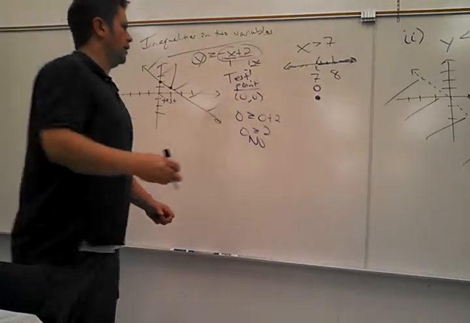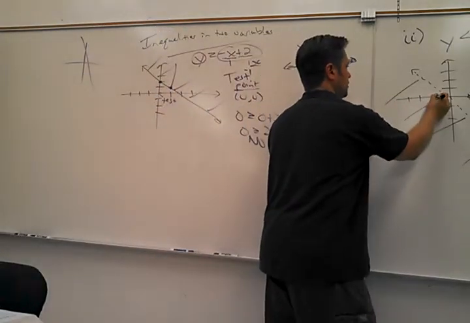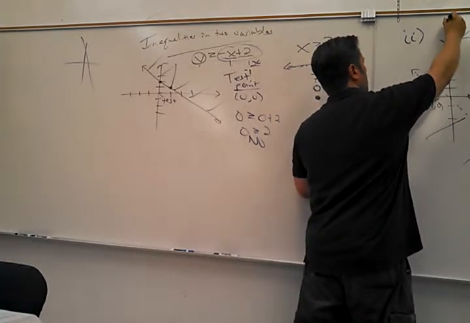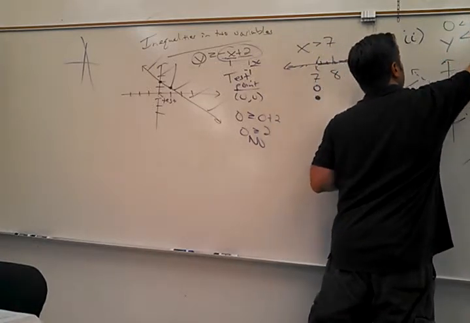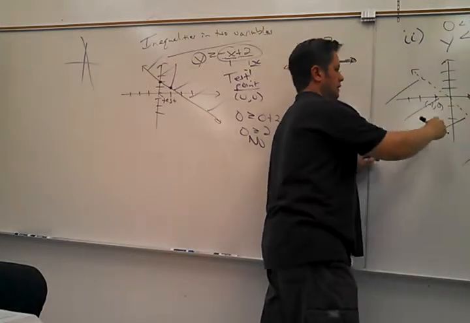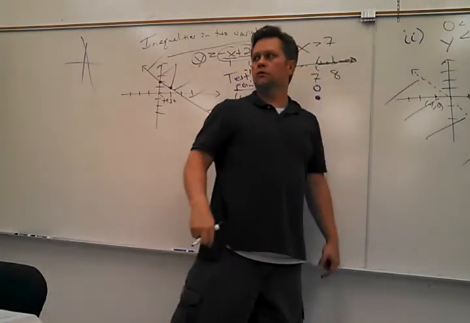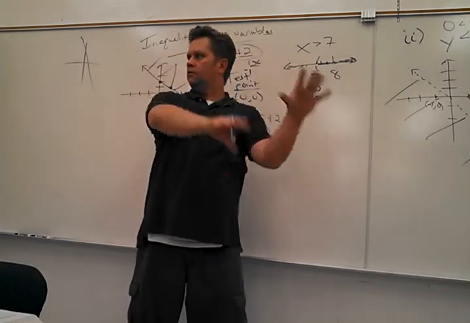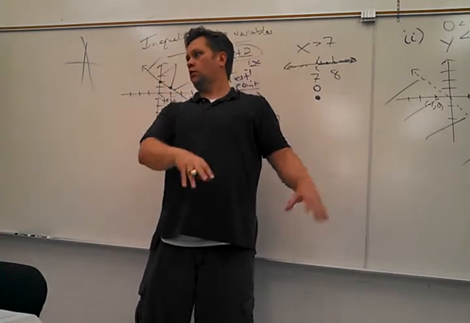Yes. So if I would have plugged in the point negative 1, 0, does that work? Y is 0, x is negative 1. Is 0 less than 2? Yes, that works. I would shade that direction. You're guaranteed all the points on one side work. So that means all the points on the other side don't work.